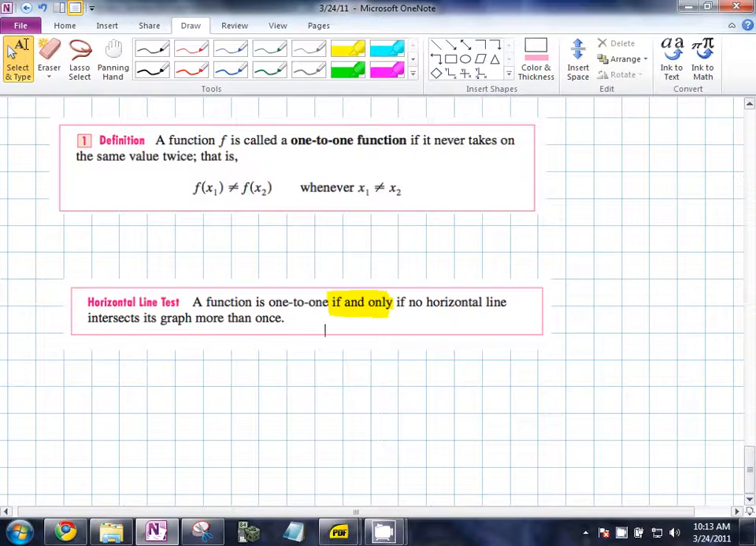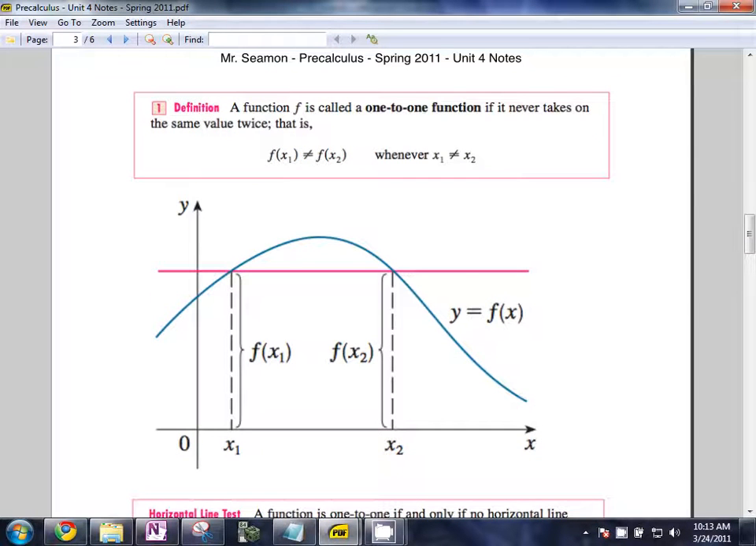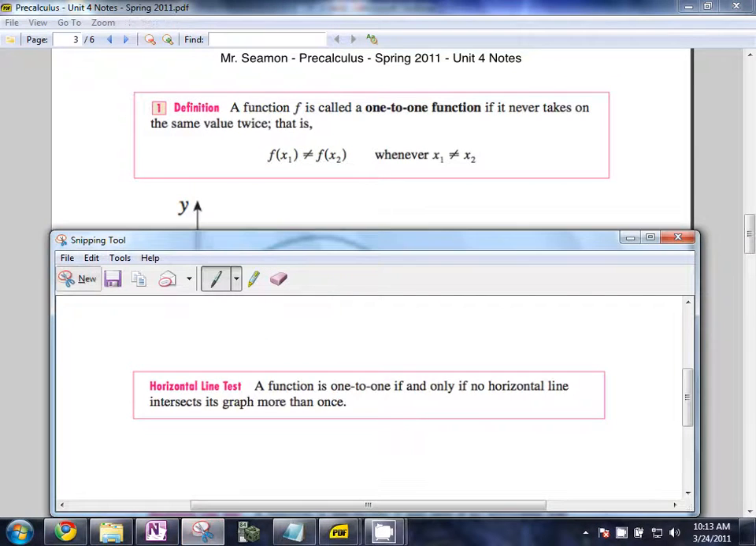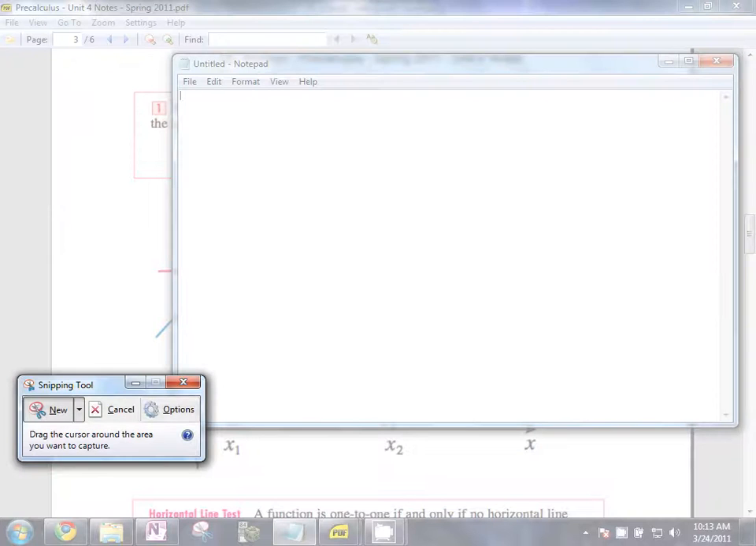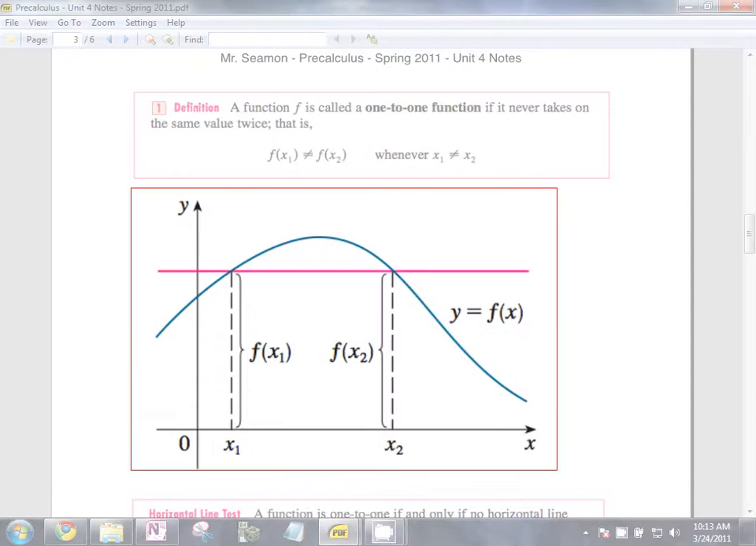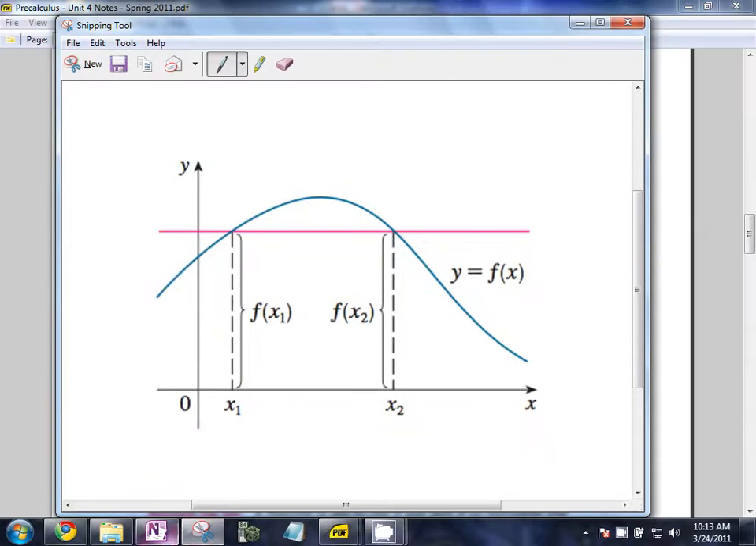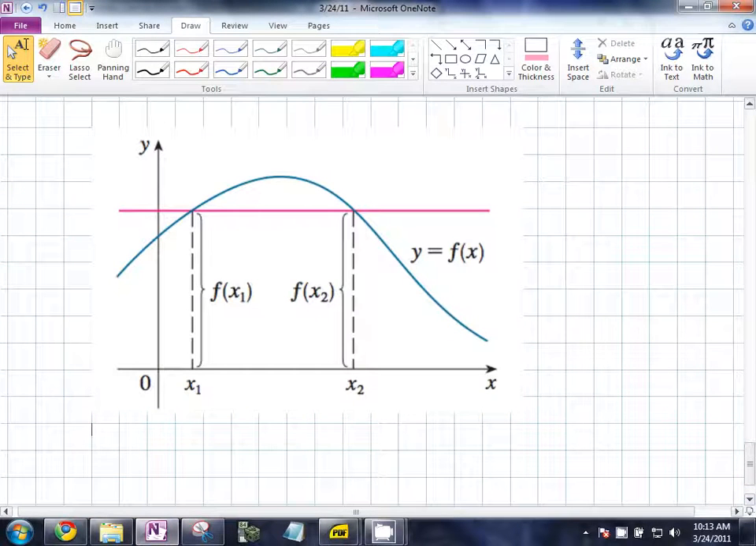So here is just a nice graph for you to have in your notes. On this function right here, is this function one-to-one? No. It is not one-to-one because at x1 and x2, f of x1 equals f of x2. When you plug in x1 into the function, what do you end up with? You're at the same horizontal line as if you were at x2.